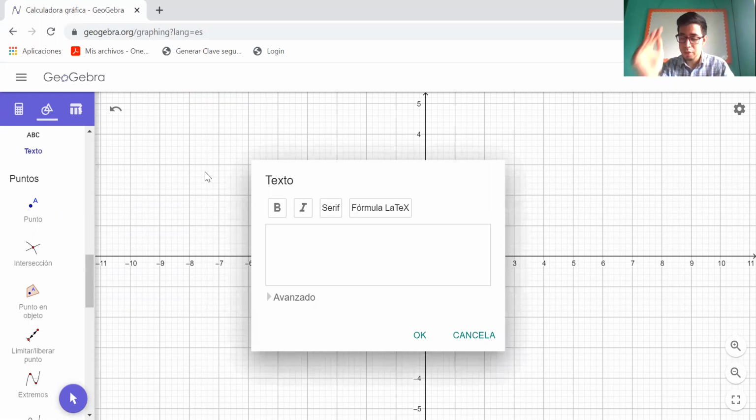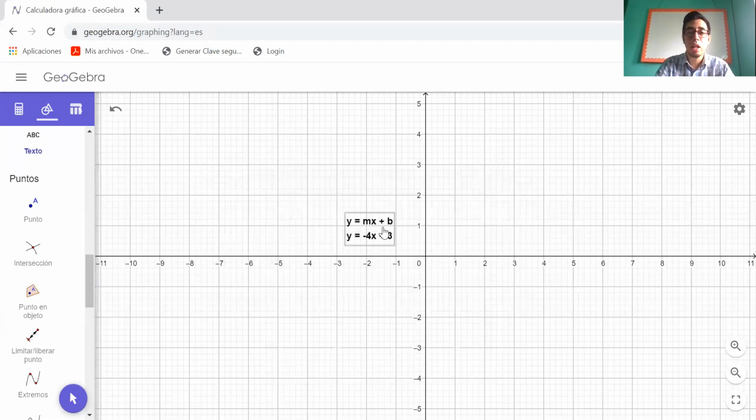You have in here the equation y equals mx plus b. They give you the values: y equals m, the slope is -4, multiplied by x, plus b. The intercept b in this case is 3. So y is -4x plus 3. Okay. So using this equation, I need to find the graph. I need to graph using the equation.